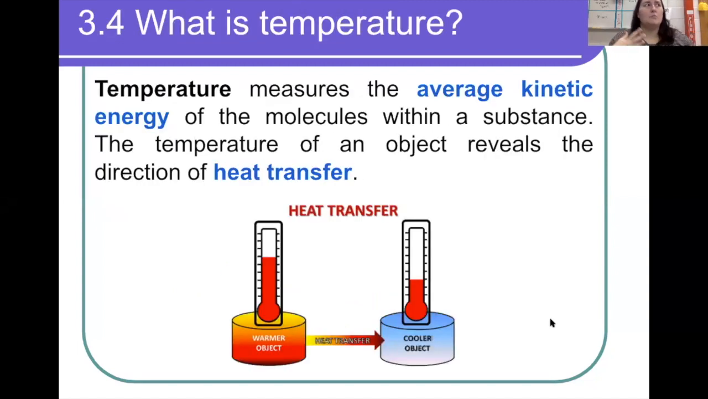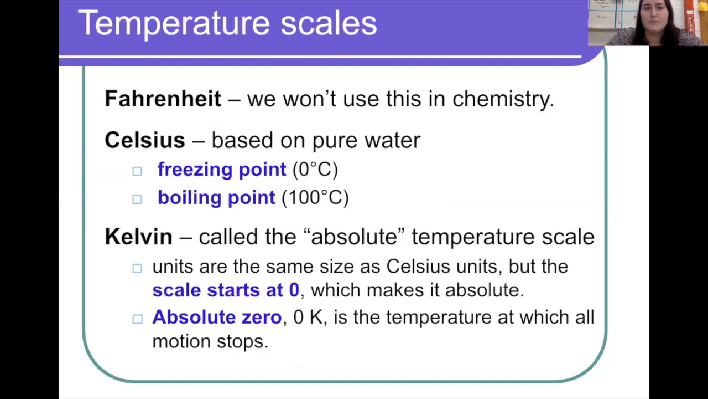Moving on to 3.4, now we're going to talk about temperature. Temperature is just the measure of average kinetic energy of the molecules within the substance. How fast they're moving will give you the temperature. The slower the molecules are moving, the lower the temperature. The faster the molecules are moving, the higher the temperature. And the temperature of that object tells you the direction of heat transfer.